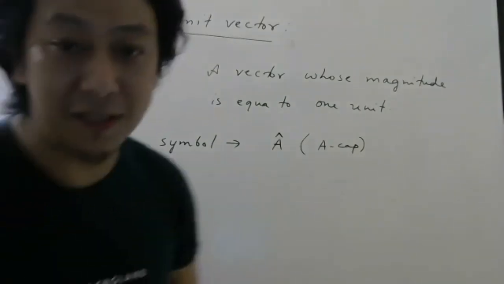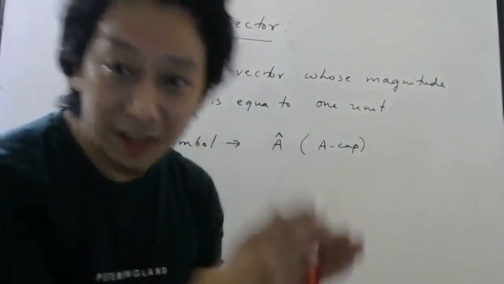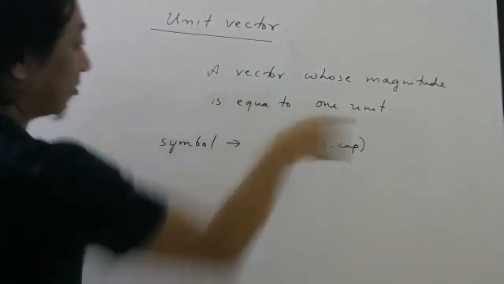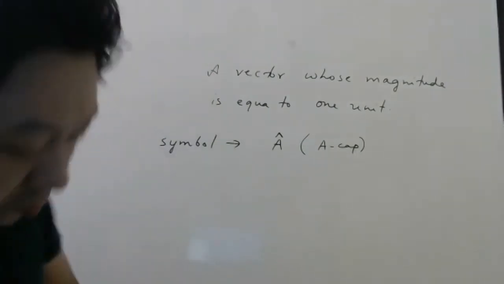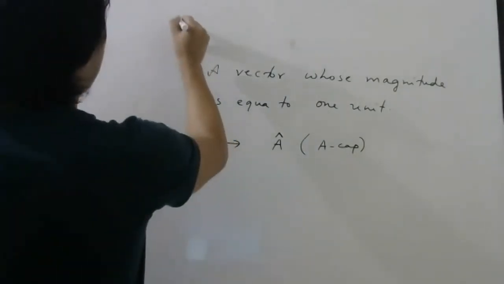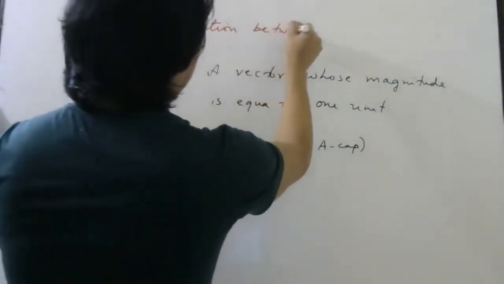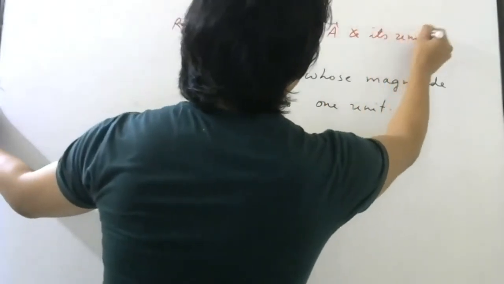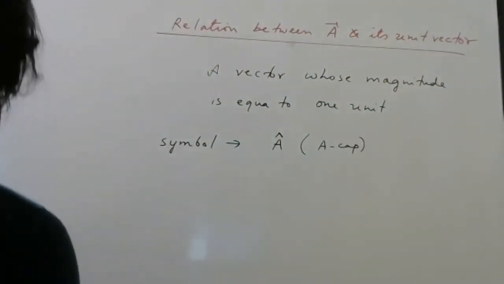Now I'm going to show you a relation between a vector and a unit vector in the same direction. So write this down quickly, and this is very, very important. For the remaining chapter, this is very important. Relation between a vector and its unit vector.